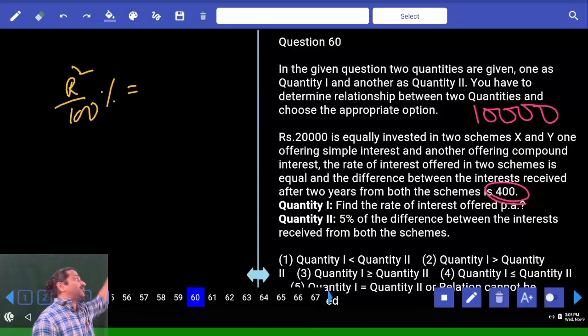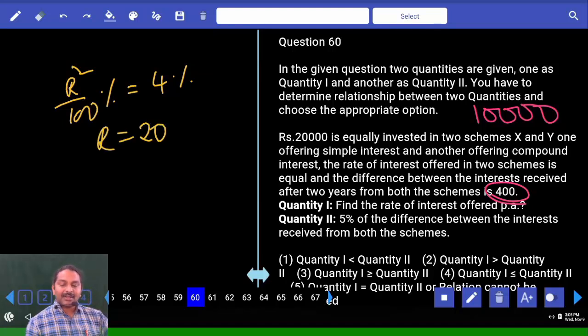So 400 is what percent of 10,000? 4%. That means the percentage symbol gets cancelled. R square is equal to 400. R is equal to 20. Come to Q1. Find the rate of interest offered in percentage per annum.